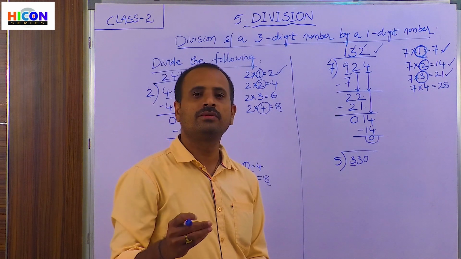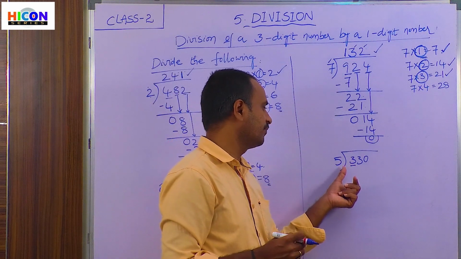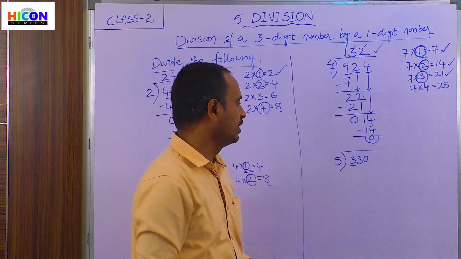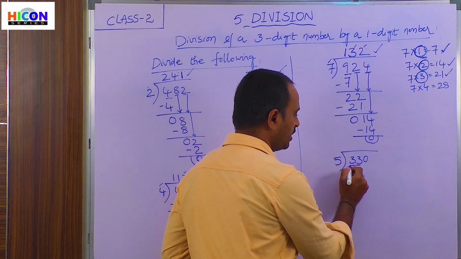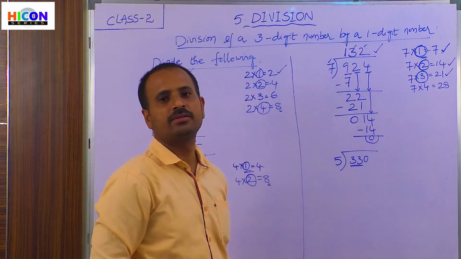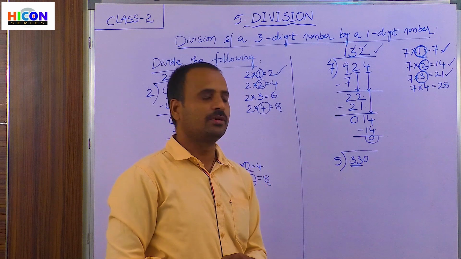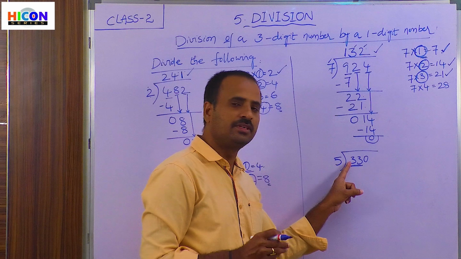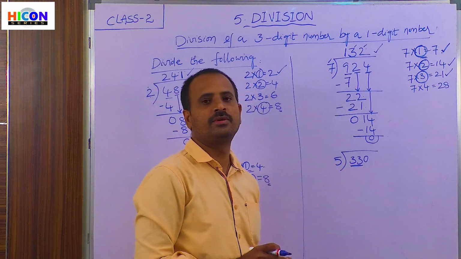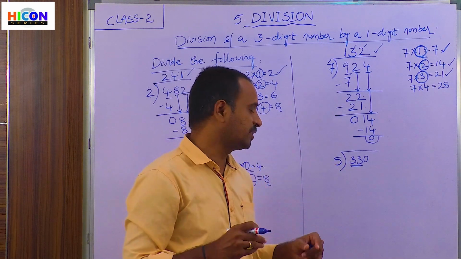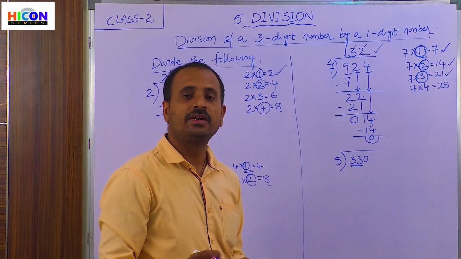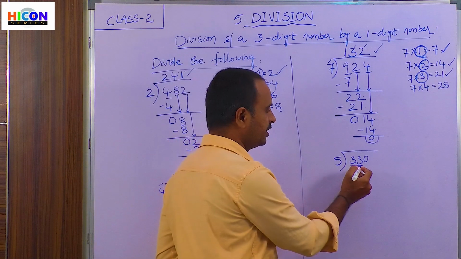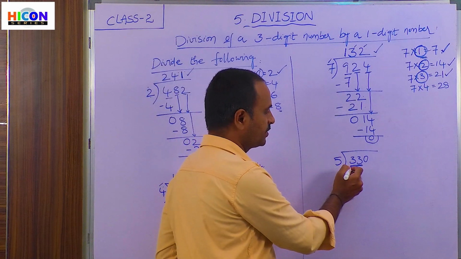So what do we have to do? If the number is not in the 5th table, then take the second digit also. If you take the second digit, then the number becomes 33. Children, did you understand here? The first digit is 3, and the first digit 3 is not in the 5th table. So if the first digit is not in the table, then take the second digit also. Now, if you take the second digit together, the number becomes 33.